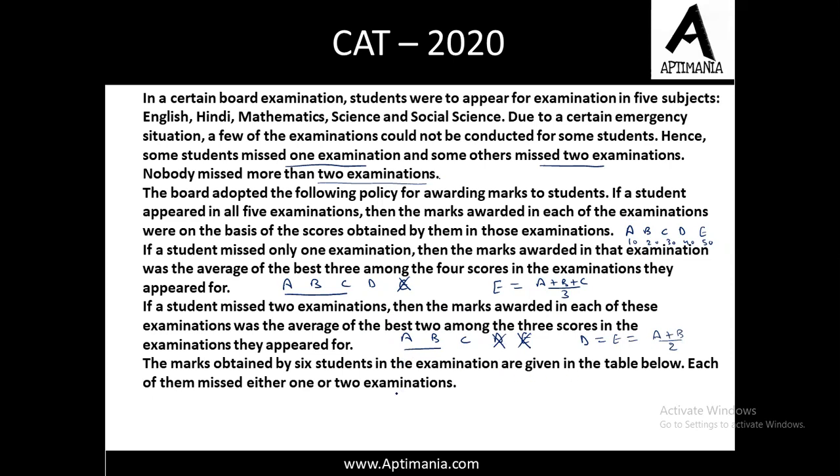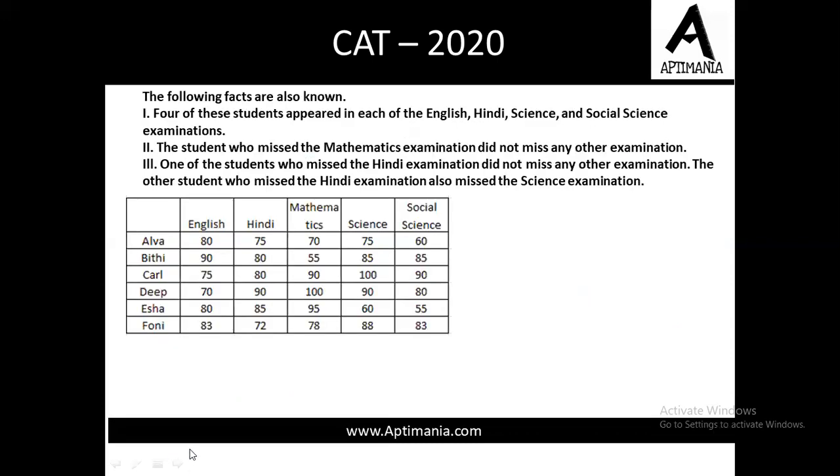The marks obtained by 6 students in the examination are given in the table. Each of them missed either one or two examinations. This is very important information. So now let us move to the table.